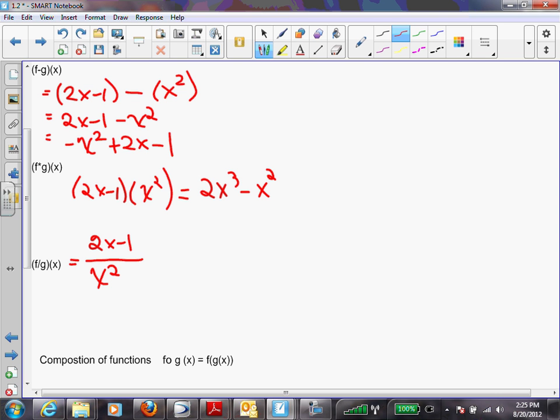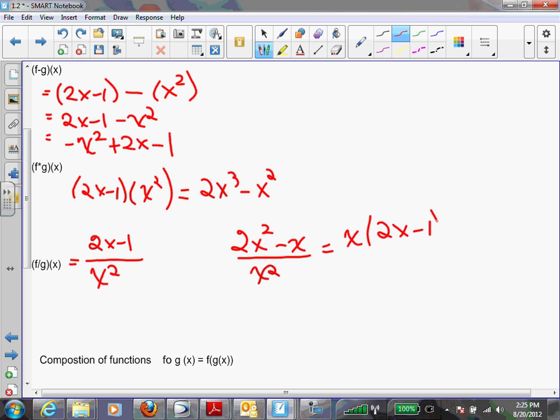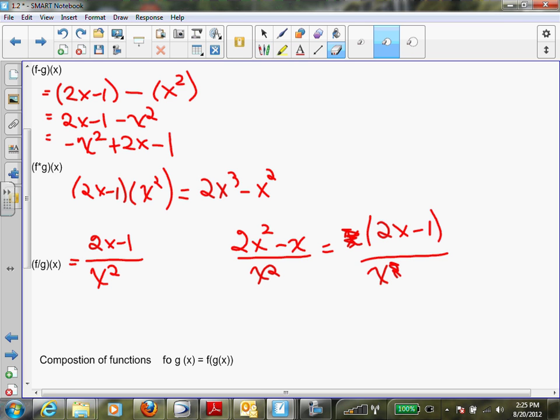Then you could pull out an x from every term up top and reduce it with the x squared down below. Yeah. So if I had this, let's say I had this, right? I'm going to pull out an x here and be left with 2x minus 1 over x squared. And remember, you're reducing factors, things that you multiply. So this x is being multiplied by the 2x minus 1, right? So it would be able to be reduced. Okay? We talked about this a lot last year in my class.